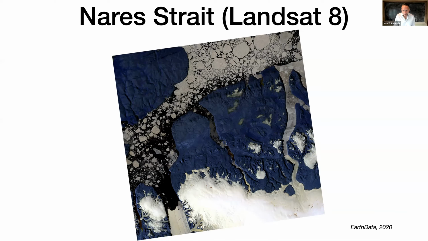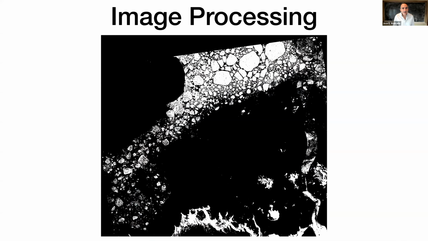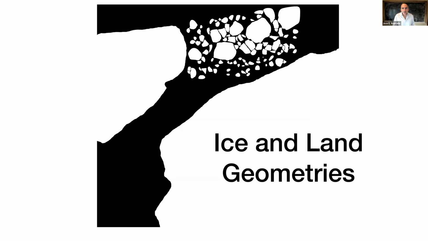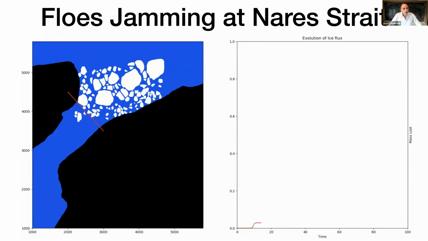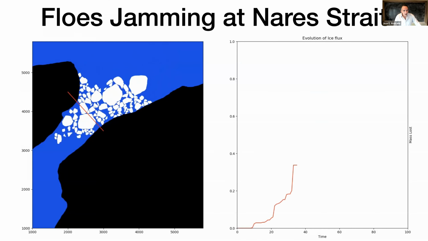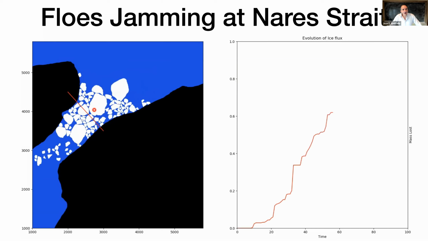So we want to construct computer models that are based on those exact images at some snapshot in time. And then we want to impose the same boundary conditions, the same currents as we know are happening in the Nares Strait. And we want to be able to do things like this. We want to observe the flow of the ice floes going through the Nares Strait and perhaps observe what satellite images have shown of jamming.